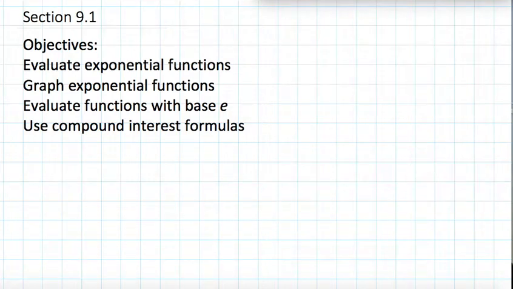This video is for section 9.1. Our objectives in this section are to evaluate exponential functions, graph exponential functions, evaluate functions with base e, and use compound interest formulas. So we're going to start with example 1.